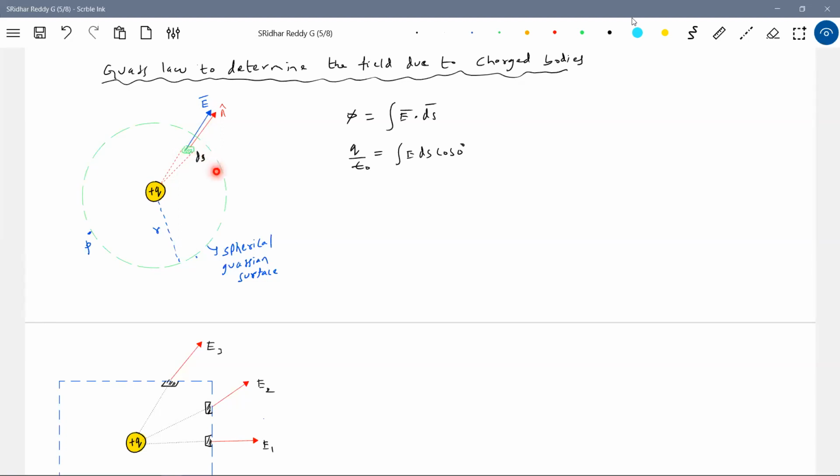So now at every point at a distance r, we know the electric field strength should be constant, and the angle between them is 0 degrees. So this will become the integral of E ds. When I add up all such elemental patches, what do I get? I'll get the surface area of this particular sphere or shell. So it should be equal to Q by epsilon naught, E into 4 pi r square. So what is the electric field now? Q by 4 pi epsilon naught r square. So I got the expression for the electric field due to a point charge.